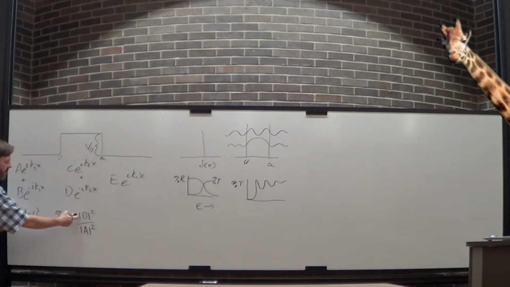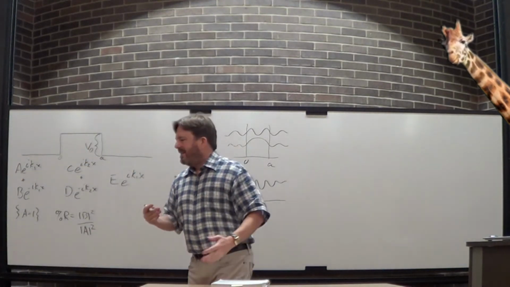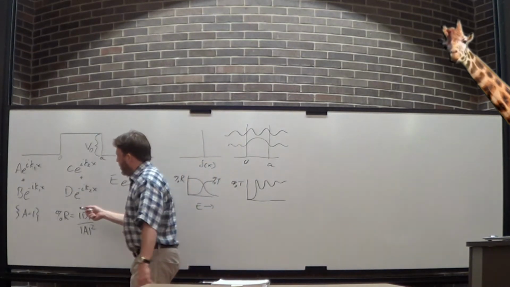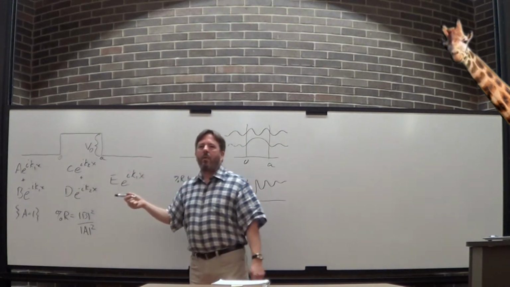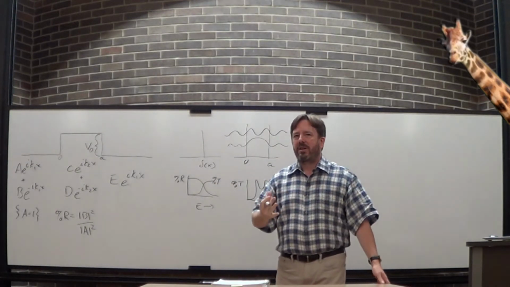The amplitude of the reflected wave divided by the incoming wave. The reason I said set A equals to 1 is what you do when you solve the system of equations. You actually solve it for B over A. That's how it actually goes.